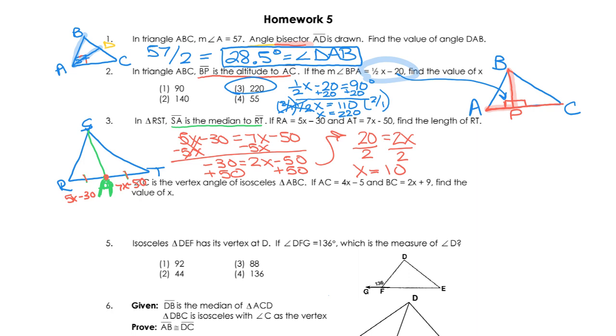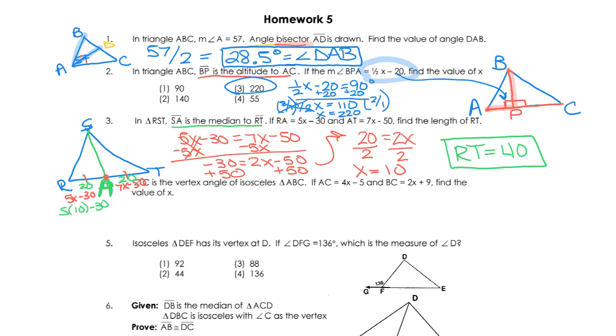So now I have to ask myself, what is the question? Find the length of RT. So if I go back and find the length of RT, I want to know the whole thing, so I've got to plug in both halves. 5 times 10 minus 30, that's 50 minus 30. So this has a length of 20, and so should this. And therefore, RT is going to have a length of 40. Okay. All right. Next question, number 4.